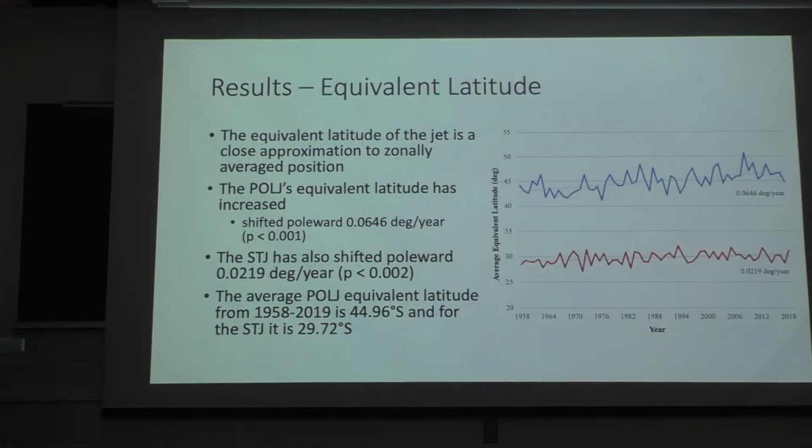The equivalent latitude of the jet is a close approximation to the zonally averaged position. The polar jet equivalent latitude has increased. It shifted poleward about 0.65 degrees per year, and the subtropical jet has also shifted poleward at about 0.2 degrees per year, both of which were statistically significant. And the average polar jet equivalent latitude was 44.96 degrees south, and for the subtropical jet, it was around 29.72 south.